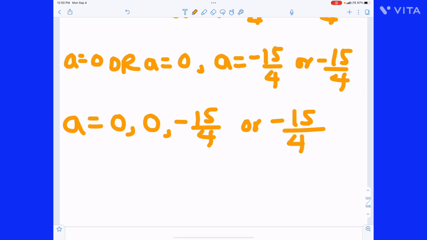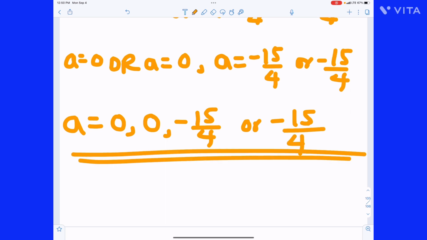So that's how we do equations that look this way, or have this kind of expressions. Exactly.